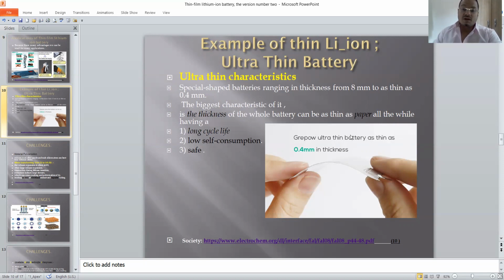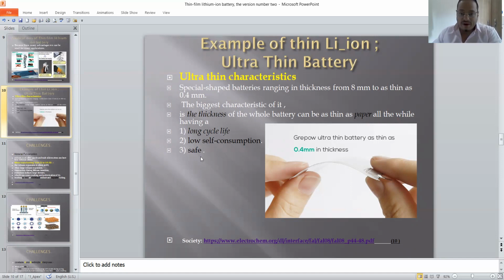And because this kind of battery is very rich in advantages, at the same time we have other great features like long cycle life, low shelf consumption, and safety. In my opinion, for any kind of battery, if we really want successful battery manufacturing, we must focus on these three things: the cycle life, the shelf consumption, and the safety.